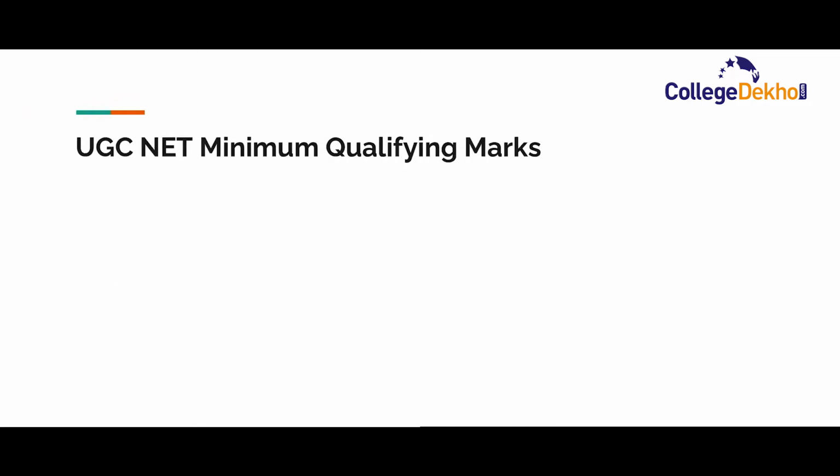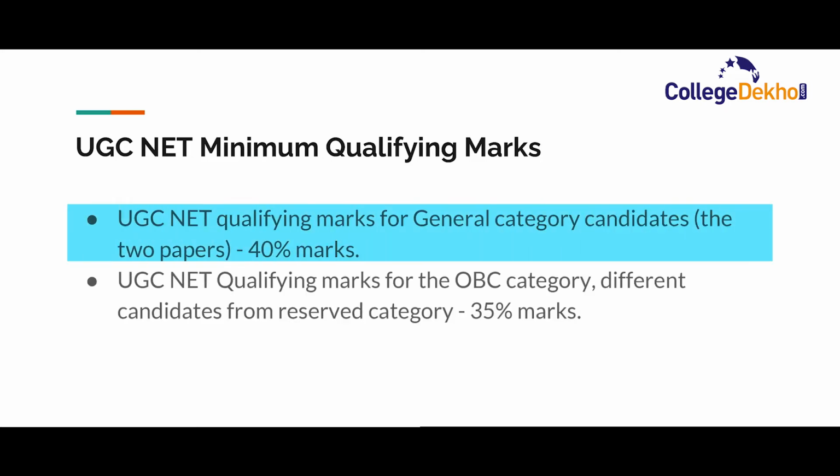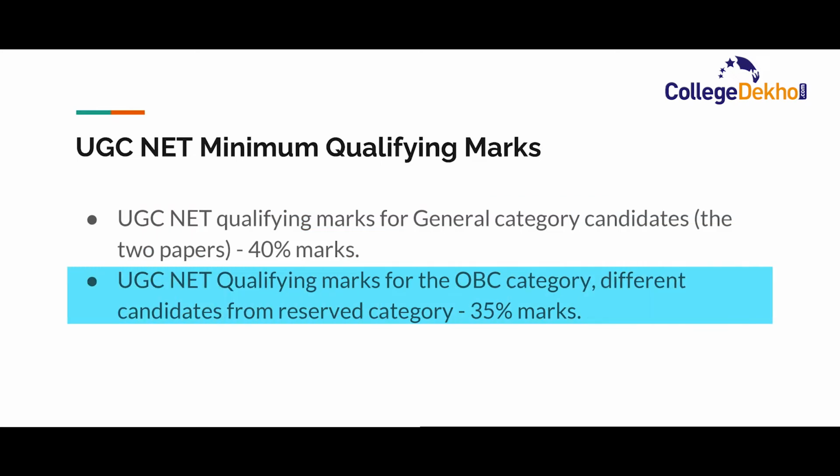Now let us look at what is the minimum qualifying marks for UGC Net. The minimum qualifying marks for UGC Net for general category candidates, that is including both the papers, is 40% marks, and for OBC category candidates and other candidates for reserved category, the minimum qualifying marks is 35% marks aggregate overall.